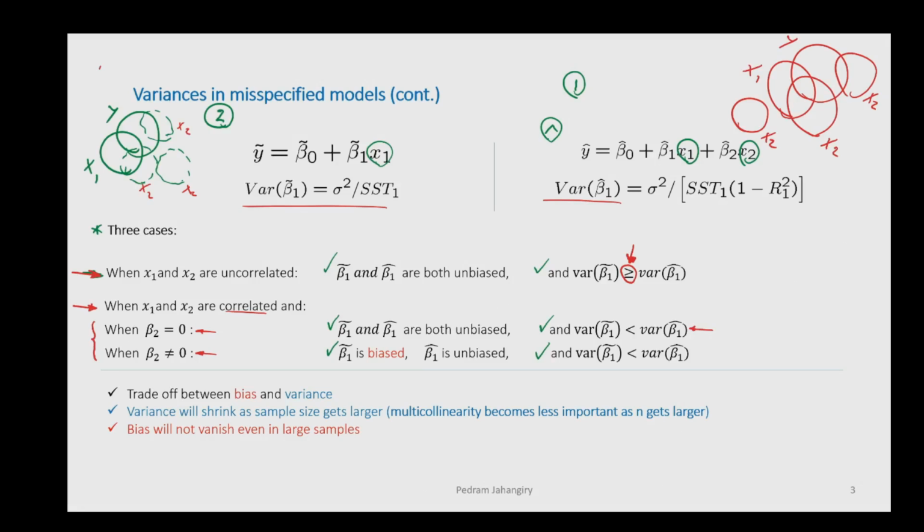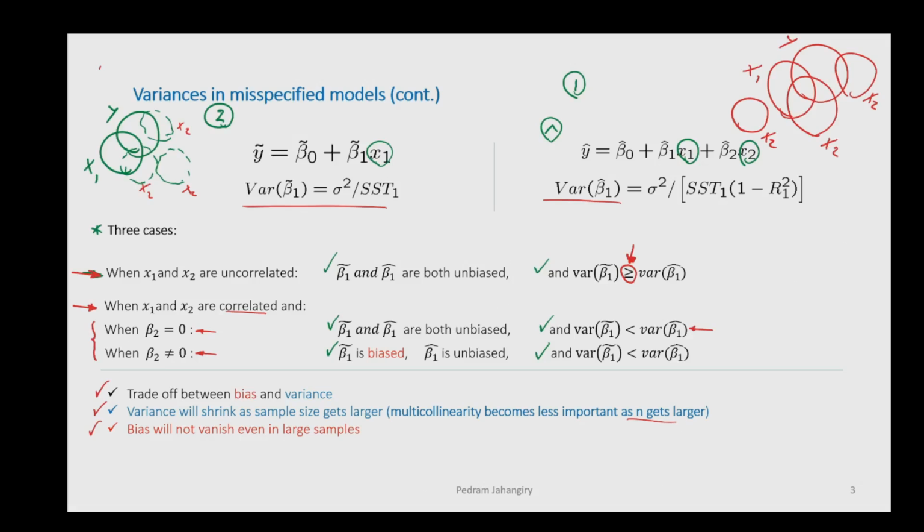So I want you to practice this exercise at least a couple of times and make sure that you can confirm all the statements. Then we will be able to talk about these three bullet points. There's a trade-off between bias and variance, and the variance will shrink as the sample size gets larger. So having a large variance is not necessarily very bad news. If you can work with other samples where the sample size is larger, multicollinearity is going to become less and less important as the sample size gets large. However, the bias will not vanish, even if the sample size increases.